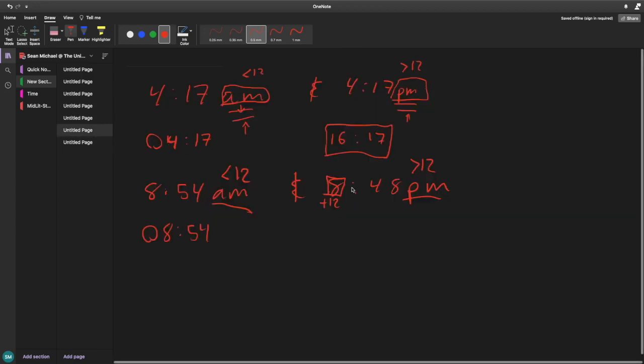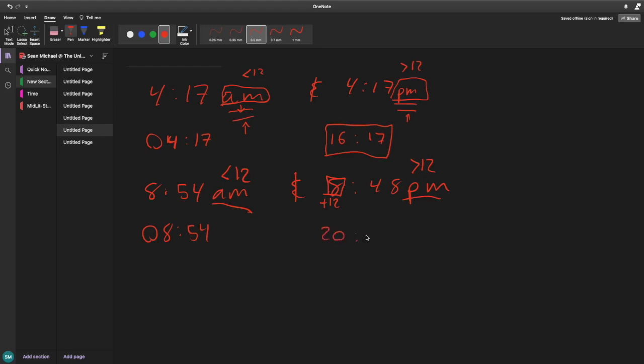And then you just put the PM there. So this is 8 hours past 12. So what we say here is that it's 20:48, and then there's your answer. So remember, if there's PM, you add 12. If it's AM, you add nothing. Basically, you add a 0 at the front, I guess. But yeah, you add 12 here, and if it's AM, you just add 0.